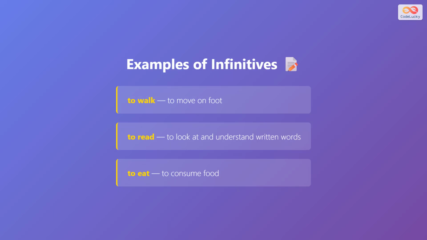Here are some common examples of infinitives. To walk means to move on foot. To read means to look at and understand written words. To eat means to consume food. These are all infinitives because they have the word to before the base form of the verb. You can use the infinitive in many different ways in English sentences.